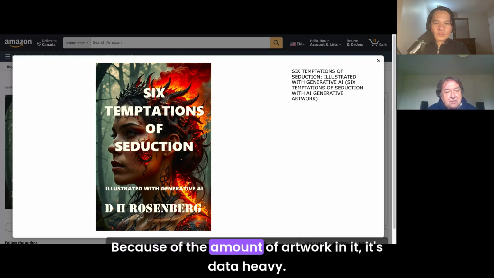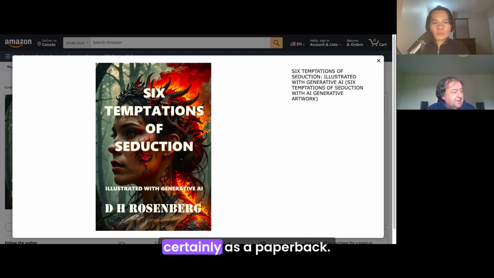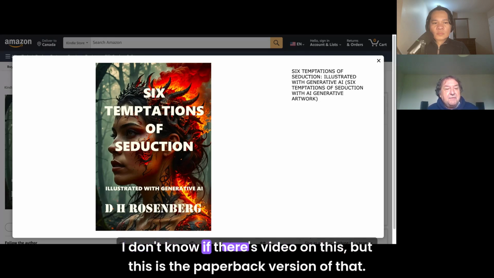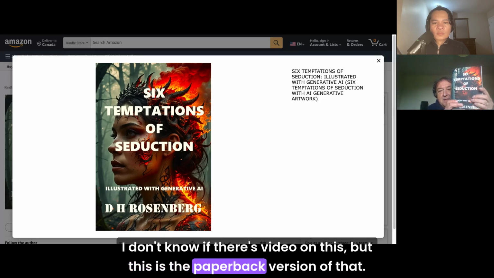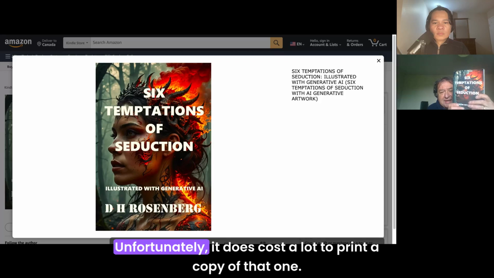Because of the amount of artwork in it, it's data heavy, so it's more expensive to buy as a Kindle book, and certainly as a paperback. I don't know if there's video on this, but this is the paperback version. It's printed on high quality paper. Unfortunately, it does cost a lot to print a copy of that one.